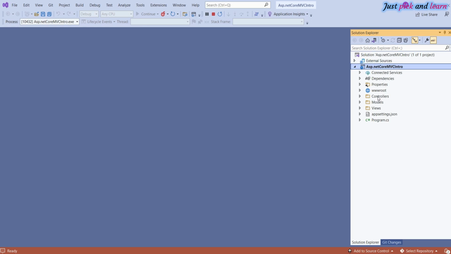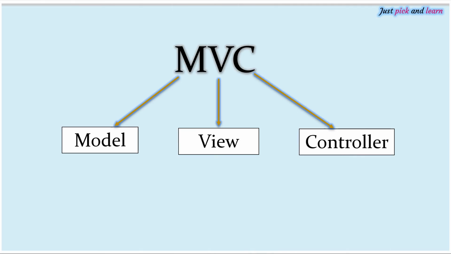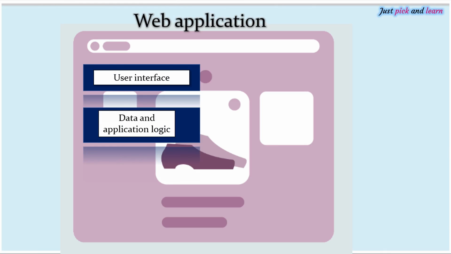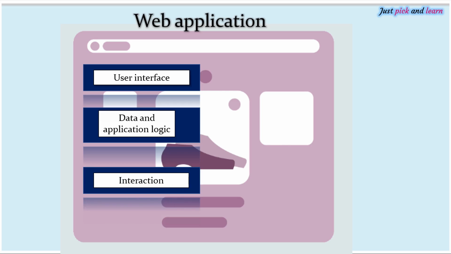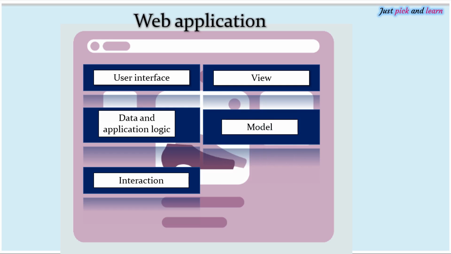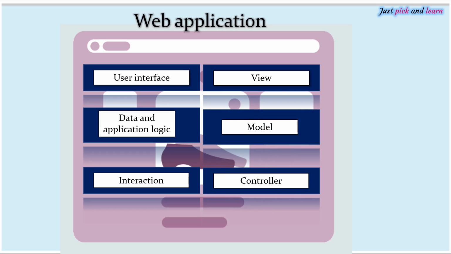If you look at the project, here we have three different folders: controllers, models, and views. We already know that model, view, and controller are the three main components of MVC application. If you look at any web application, there will be user interface, there will be data and the application logic which complies with the business rules, and there will be some kind of interaction. When we use MVC pattern to design our application, we can build loosely coupled application. View component is responsible for the user interface, and model is responsible to deal with the data and application logic, and interaction is handled by the controller. This is the beauty of MVC architecture.